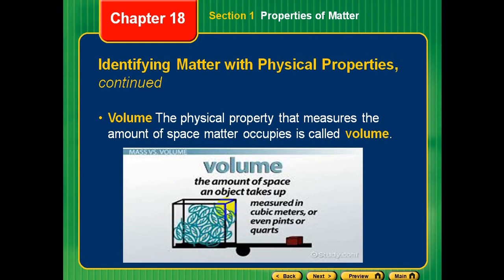We measure the volume by the unit cubic centimeter or cubic meters for solids, and for liquids we measure it by liters or milliliters. Okay, so for now we spoke about physical properties: mass, volume and weight.